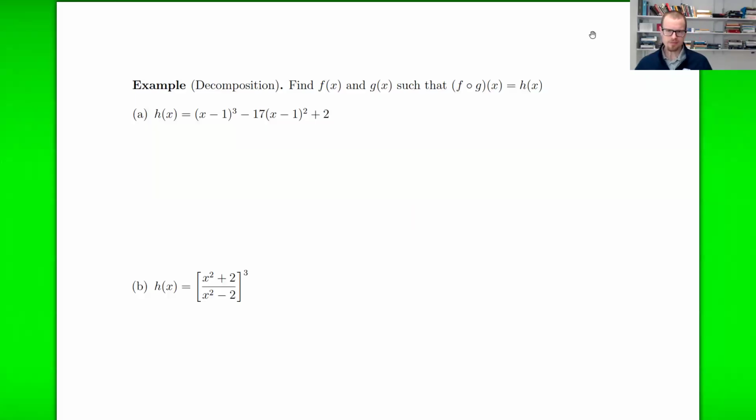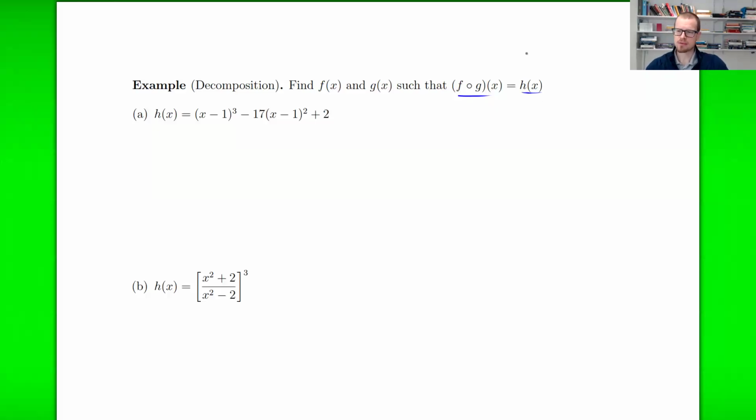Welcome. We've been taking a look at function composition, that is, taking two functions and writing one single new function from them by plugging one into the other. In this case, what we want to do is take the single function and rewrite it as two functions being composed. So we have a function h, and we want to find functions f and g, so that when we compose them, we get the function h.